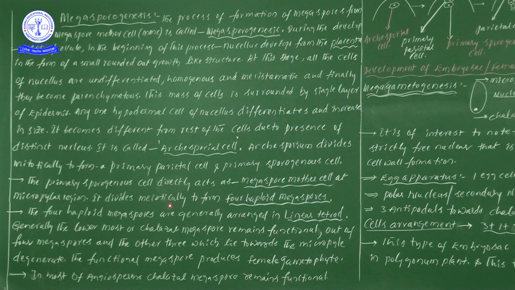By undergoing meiosis, four haploid megaspores are formed from the one megaspore mother cell by meiotic division. Next, the four haploid megaspores are generally arranged in a linear tetrad. Just as four pollen grains together in the male reproductive system we call a pollen tetrad, in this case four haploid megaspores are formed, and they are arranged in a linear tetrad, in one line.